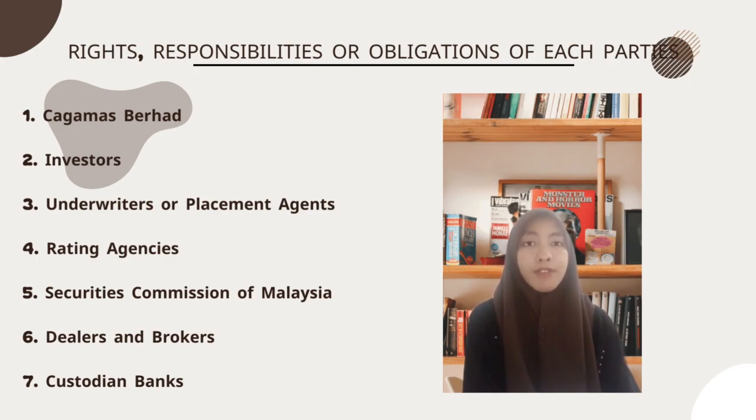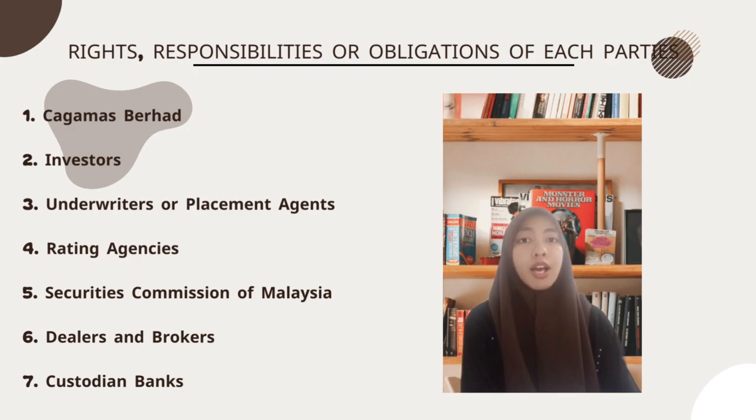Second party are investor. They got responsibility to conduct due diligence and assess the risk associated with investing in Cagamas commercial papers. Obligation to comply with the relevant regulation and requirements of the Securities Commission of Malaysia. Responsibility to provide accurate and up-to-date information required for the purchase and ownership of the commercial papers. Obligation to adhere to the terms and conditions of the papers, including any restriction on transfer or sale. Responsibility to monitor the performance of the investment and take necessary actions based on market condition and maturity dates.